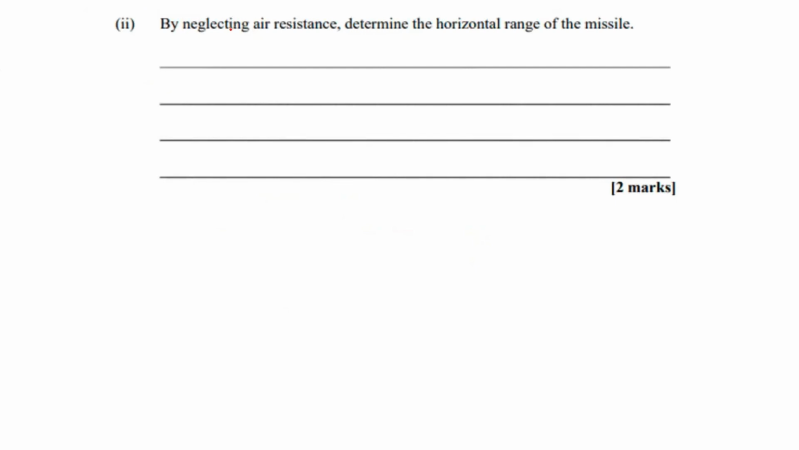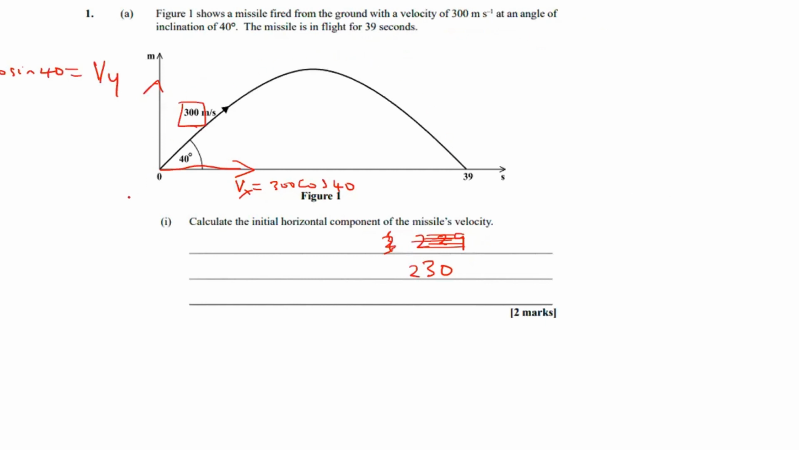Now this says, with negligible air resistance, determine the horizontal range of the missile. You see, in these cases, we have what we call a parabola. Whenever we have the parabola type of projectile motion, meaning that it starts at the same level and ends on the same level, starting here and coming back down to the same ground level, that type of system is the parabola type of projectile motion.